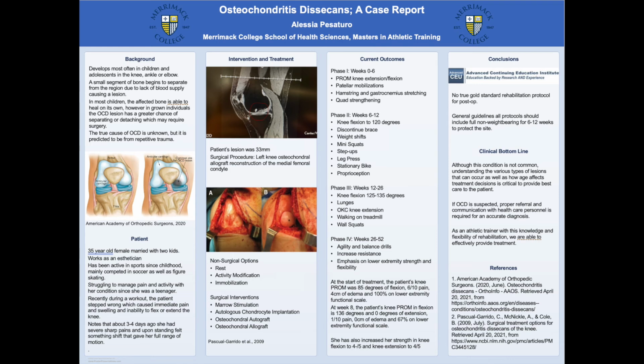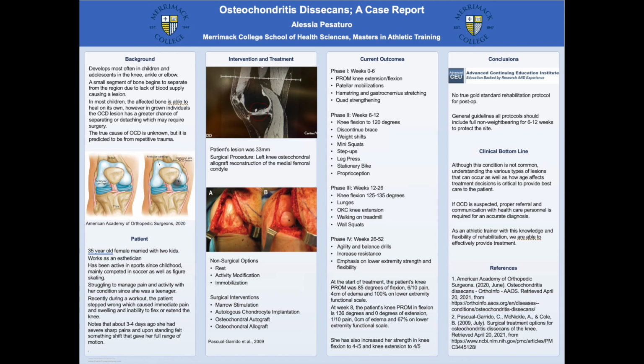So at the start of her treatment, her passive range of motion was 85 degrees of flexion. She was at a 6 out of 10 pain, had 4 centimeters of edema, and 100% on the lower extremity functional scale. So she was unable to do any daily activities.